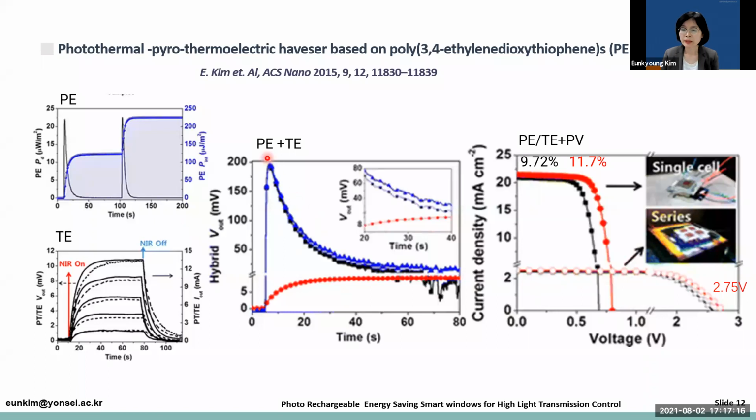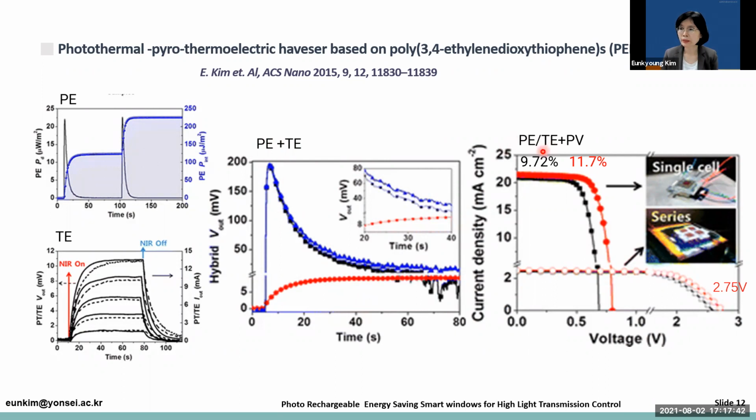And it can be seen that with about a 100 milliwatt NIR laser, it can generate a voltage of around 200 millivolt instantaneously. And over time, the thermoelectric system shows a voltage output. And interestingly, with these two systems integrated, the voltage output is always larger than the single system.